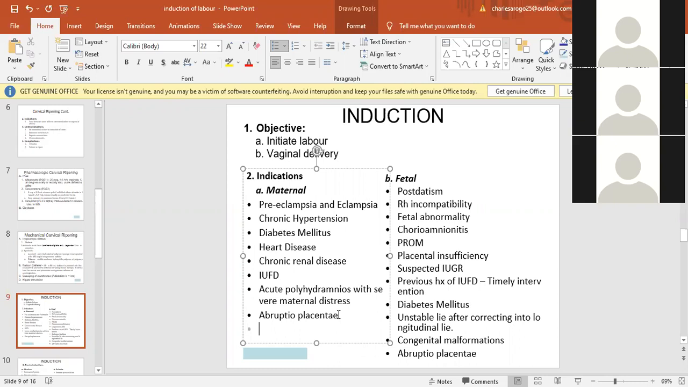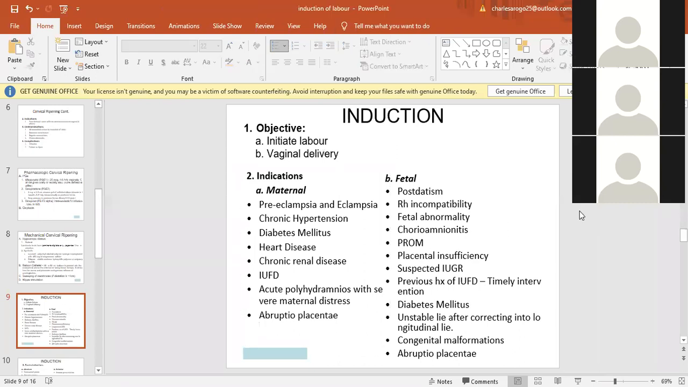those are not indications, because once you decide to induce a patient, and if Victorine can show the methods, because she had it. Victorine, can you track back to where you had the methods of induction, please?